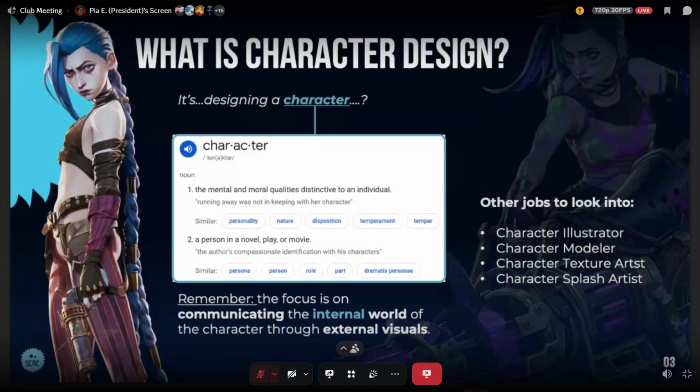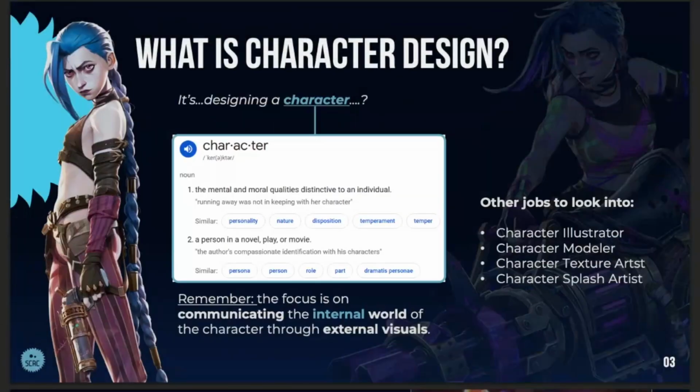So yeah. Anyway, what is character design? It seems pretty clear that it's designing a character, but what is designing a character really? When you look up the meaning of character on Google or any other search program, it's the mental and moral qualities distinctive to an individual, and only the second meaning is a person in a novel, play, or movie. I want you to see this and keep in mind that character design is more about communicating the internal world of a person than it is about external visuals.